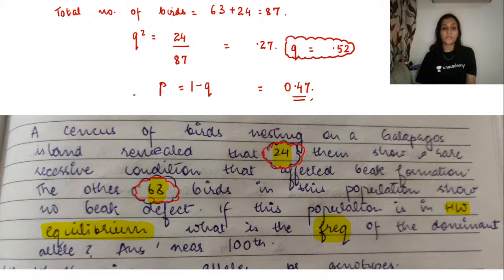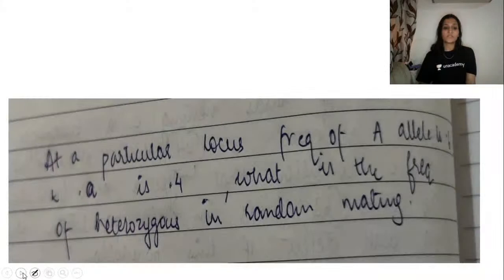That is how you are going to calculate the alleles, right? Now another question is: at a particular locus, the frequency of the capital A allele is 0.6, and for small a it is 0.4. What is the frequency of heterozygotes in random mating? Another kind of question. They are saying p is equal to 0.6, q is equal to 0.4, and now we need to find out 2pq.